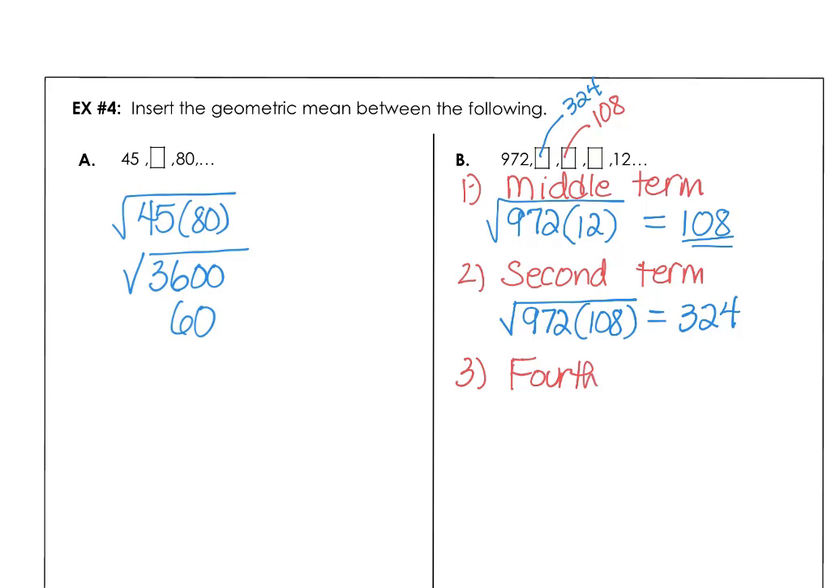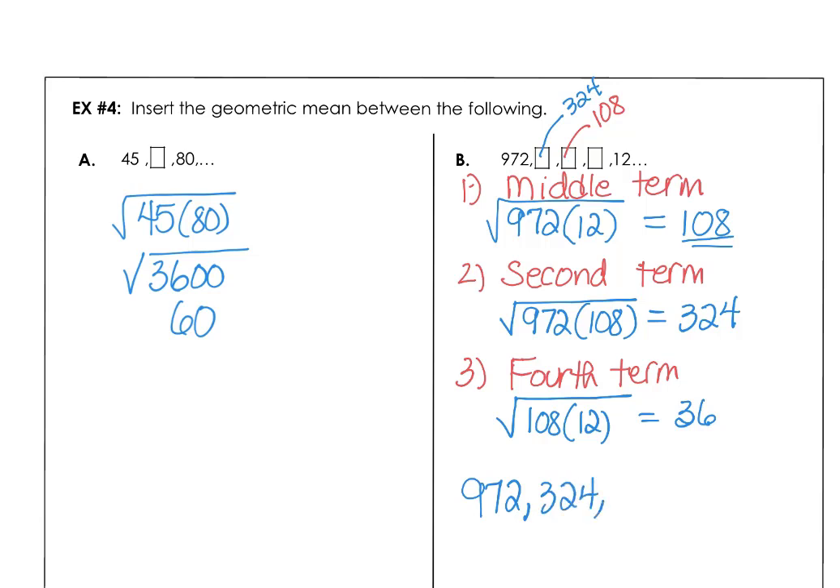For the fourth term, we'll use 108 and 12, taking the square root of that product, 108 times 12, and that gives us 36. Now we know what the sequence is: 972, 324, 108, 36, 12, and so on and so forth. Okay, so we used the geometric mean to find all of those missing terms.